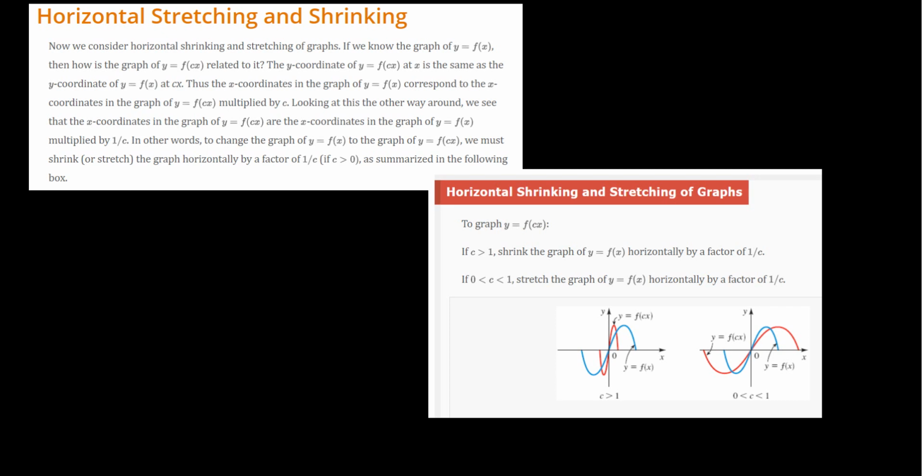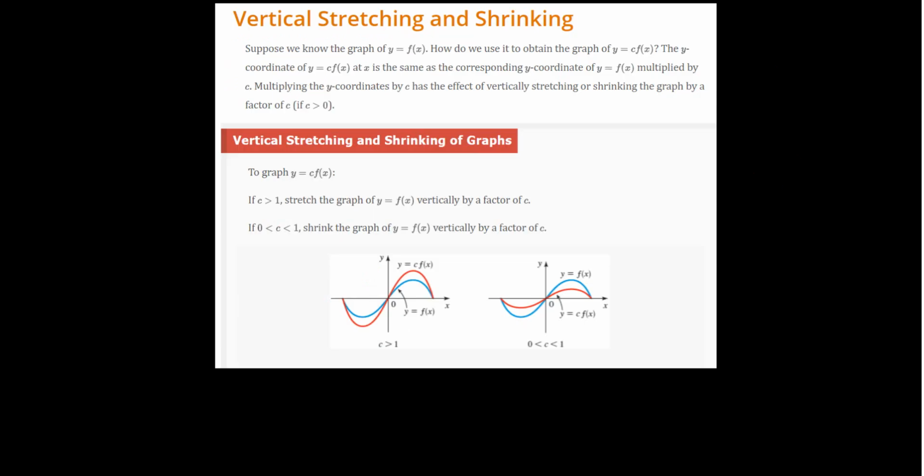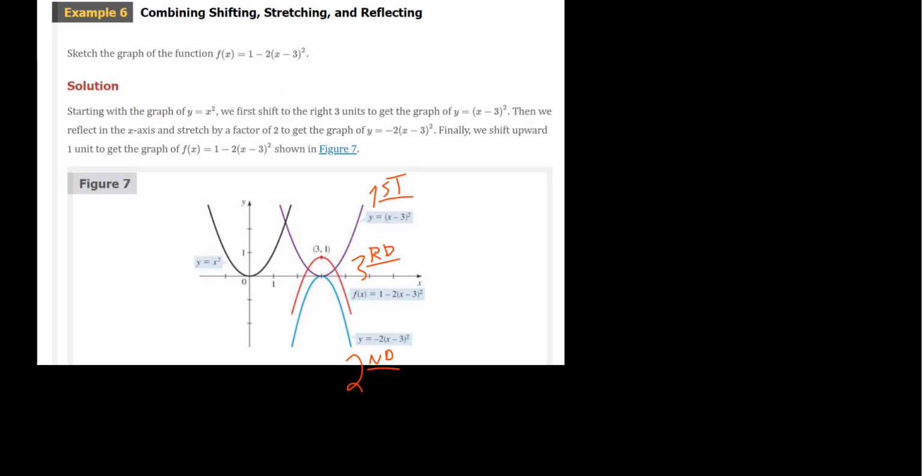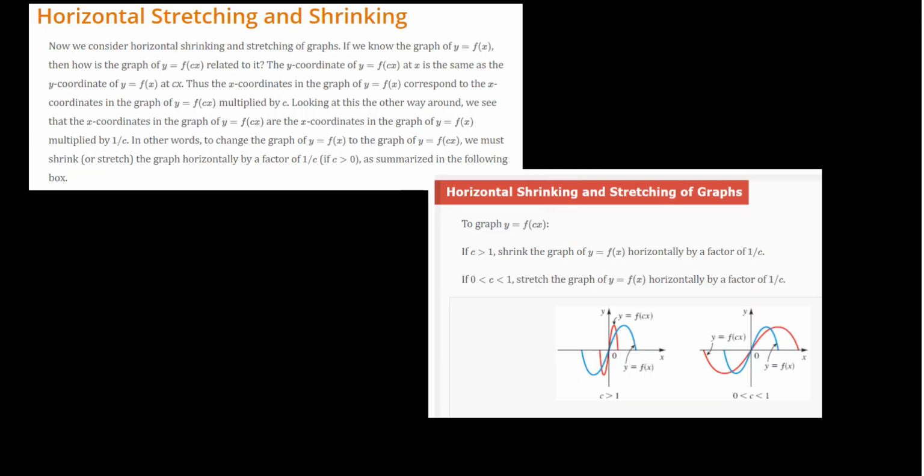Okay. So if c is greater than 1, remember on the vertical stretching, if we had c greater than 1, we stretched. And if c was between 0 and 1, we shrunk. It's going to be the exact opposite. So instead of it stretching for greater than 1, we're going to be shrinking it. And if c is between 0 and 1, we're going to be stretching it. Okay, just the exact opposite of vertical stretches and shrinks.